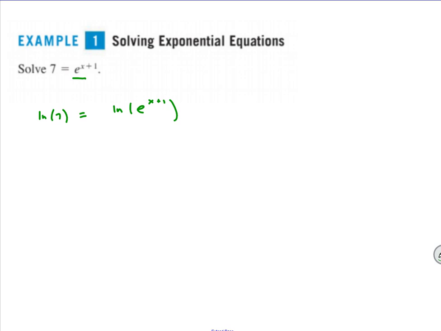Now you have to remember that ln's and e to a power are like squares and square roots. They're opposites. So over here, this ln of e to the power cancels, and you have x plus 1. And over here, you have the ln of 7. And what would you do to both sides to solve that equation? X equals ln 7 minus 1.